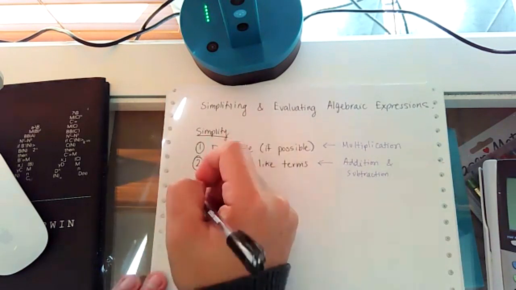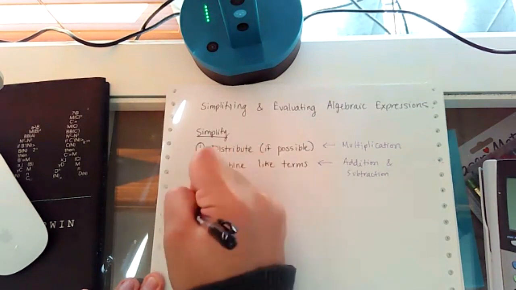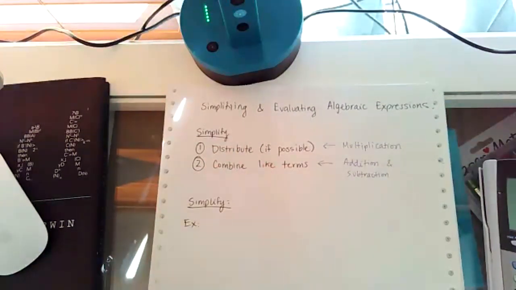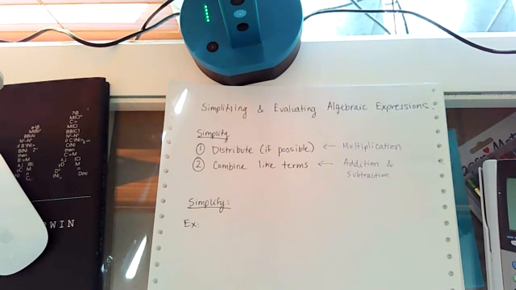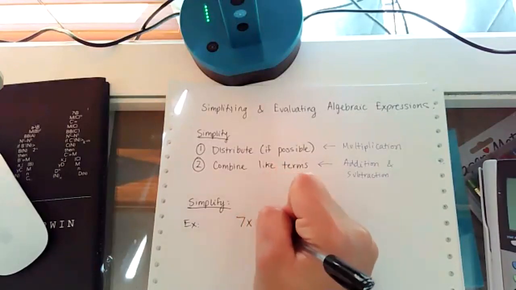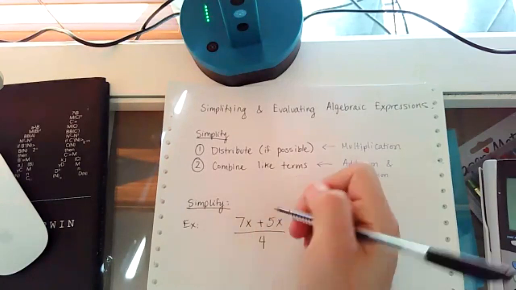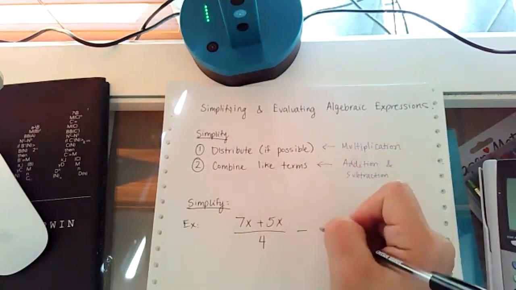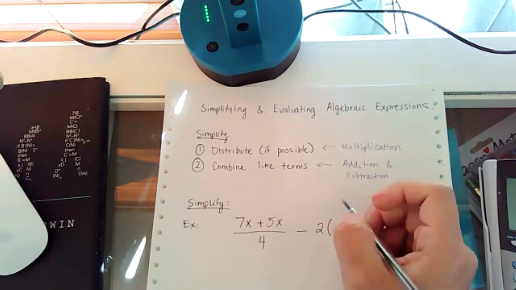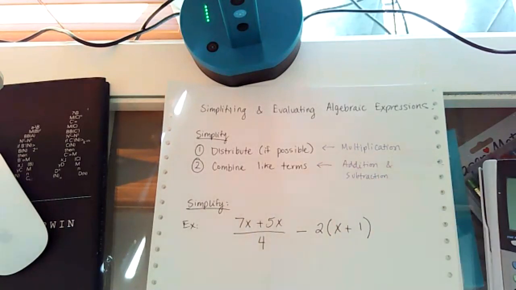So if you were given the instructions, for instance, to simplify, and let me give you an example that's pretty good. Let's say that you had a weird looking expression that said 7x plus 5x, all of that over 4. And then we had to subtract from that 2 times x plus 5. I'm sorry, x plus 1.